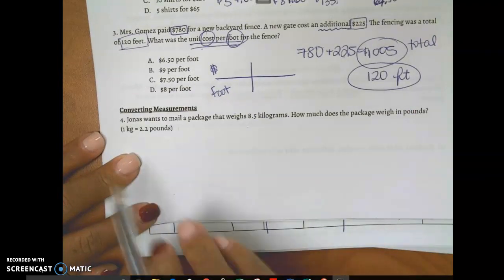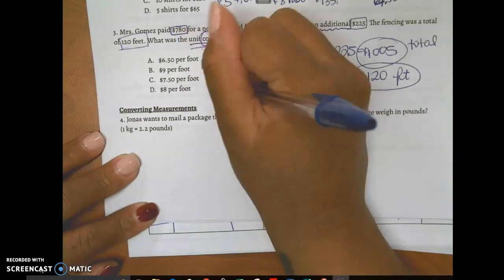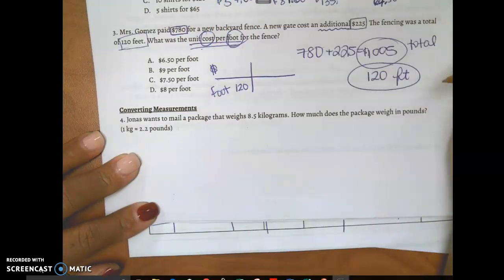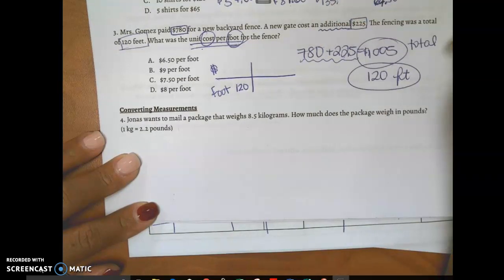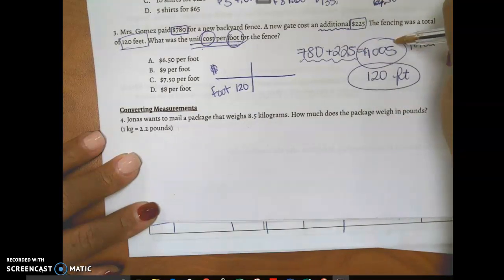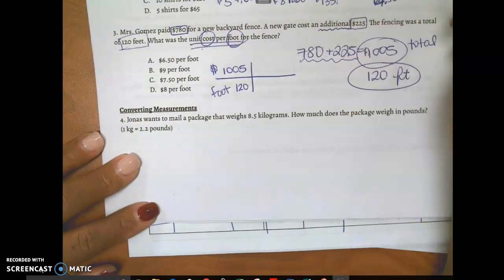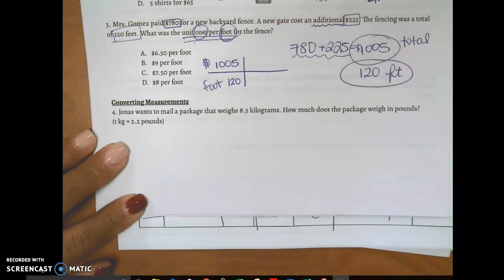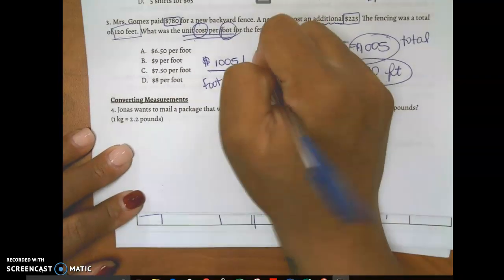Okay. What do I know? 120. 120 is the footage. It's not 780 anymore. 1,005, not point. This is 780 and 225. This is how much money? 1,005. And then what do I want? Remember, we just said unit. What do I want? 1. One what? $1 or 1 foot? 1 foot. And that's X dollars.